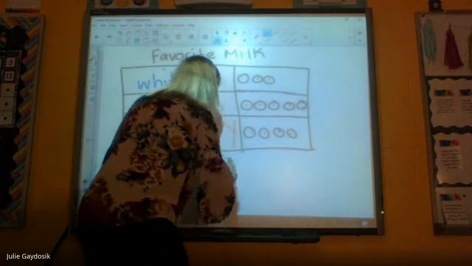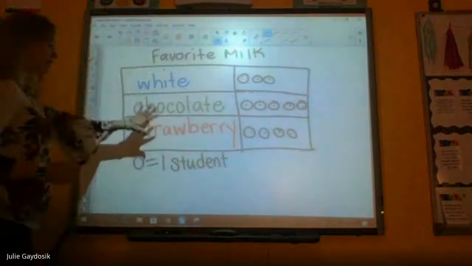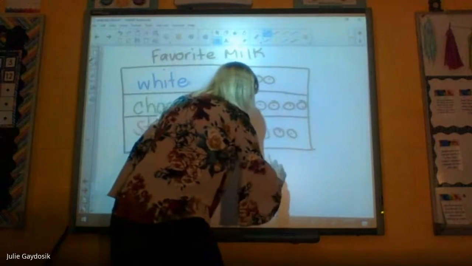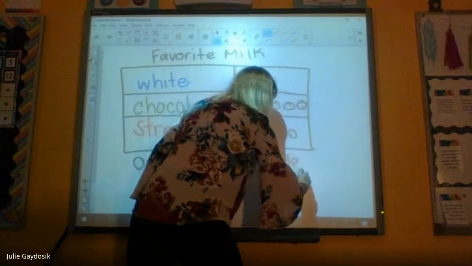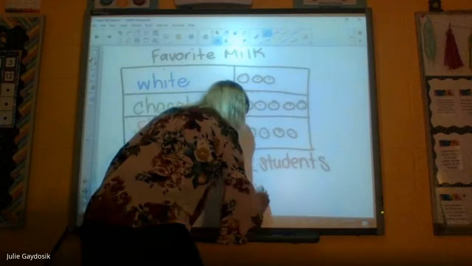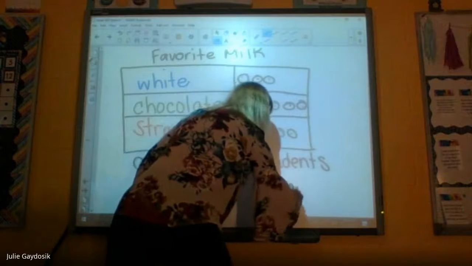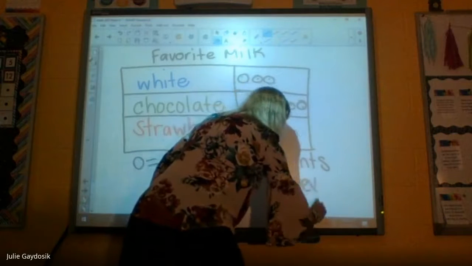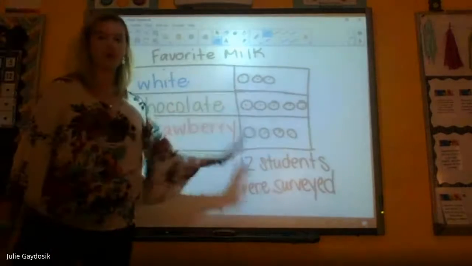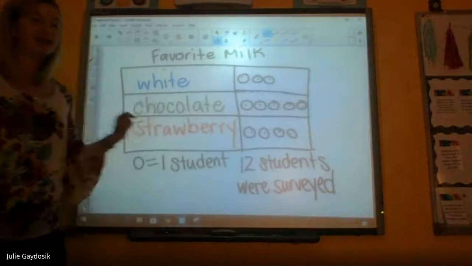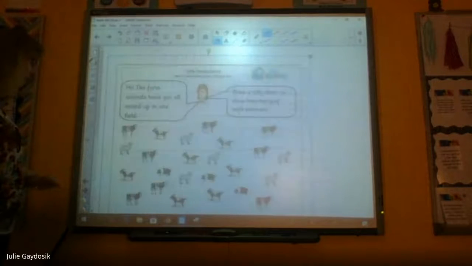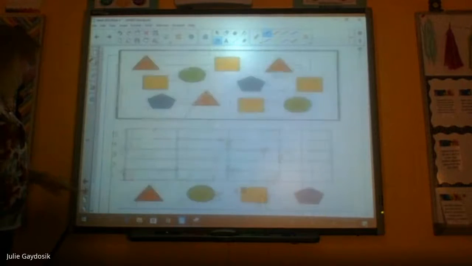So I could say that in this chart, 12 students were surveyed, because that's how many students total voted in this graph. So that is a survey. That's how you figured out how many were surveyed. We're going to skip that one, actually.